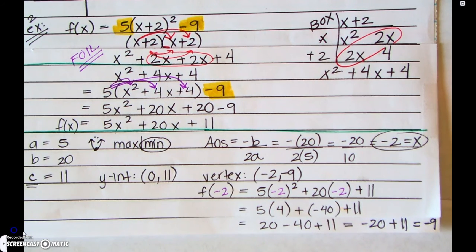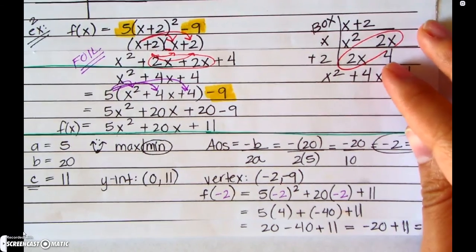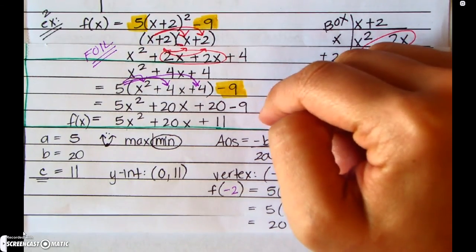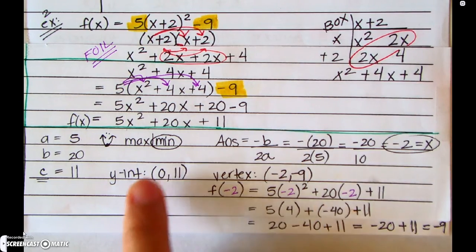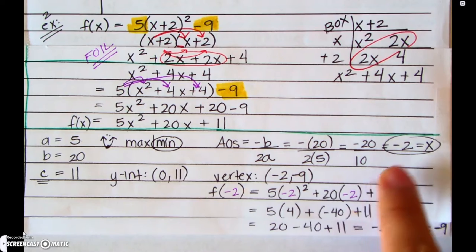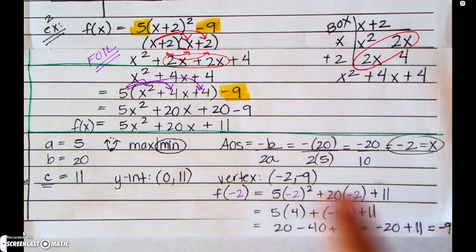Yay! Okay, so now we have done 2 examples of changing vertex form to standard form and how to find all of your key attributes: maximum or minimum, your y-intercept, your axis of symmetry, the vertex. The thing that we're missing is domain and range, but we'll cover that in another video. So we're going to move on to example 3.